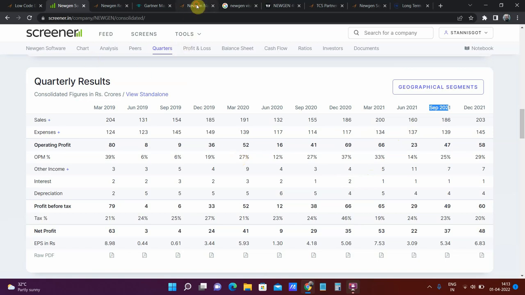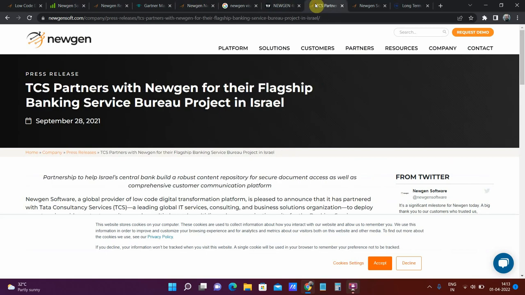Now coming to what NewGen is doing. So TCS, something as big as TCS, right? It is partnering with NewGen for their flagship banking service, Euro Project in Israel. So you can just analyze, why would someone as big as TCS partner with a very small company like NewGen? NewGen is hardly 3000 crores. TCS is, I guess, a 12 or 13 lakh crore company, right? So why would TCS do that?